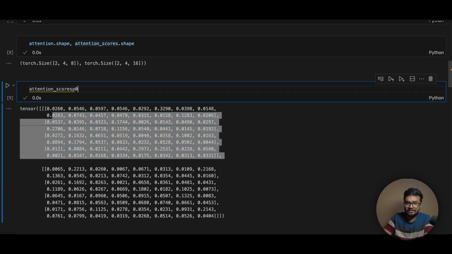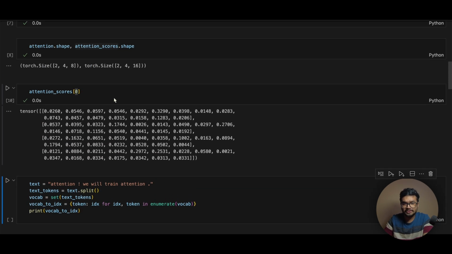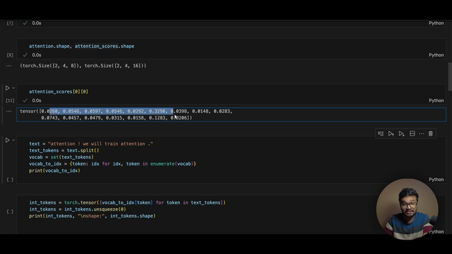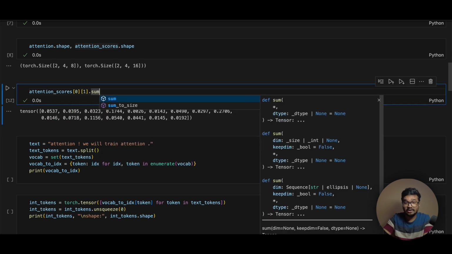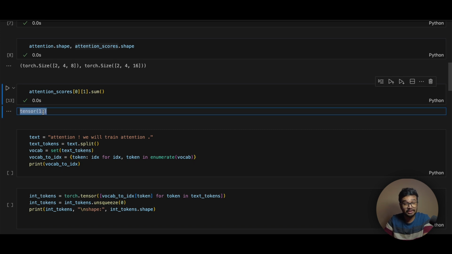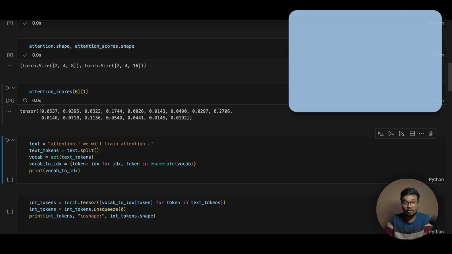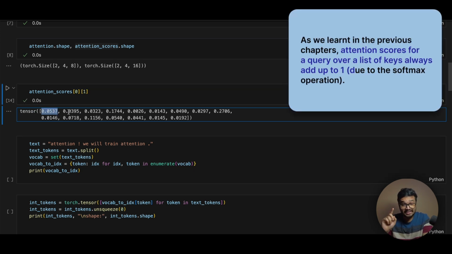So if I quickly print that out, this is a huge matrix. Let's say we just take attention score 0. This means for the first item in the batch, you have this attention score. If we take the first item of this, these are the attention scores of the first query. These are the attention scores of the second query. And obviously, if we sum these up, it will come to 1, because all of these values are the attention scores the first query gives to the 16 different keys in our input.